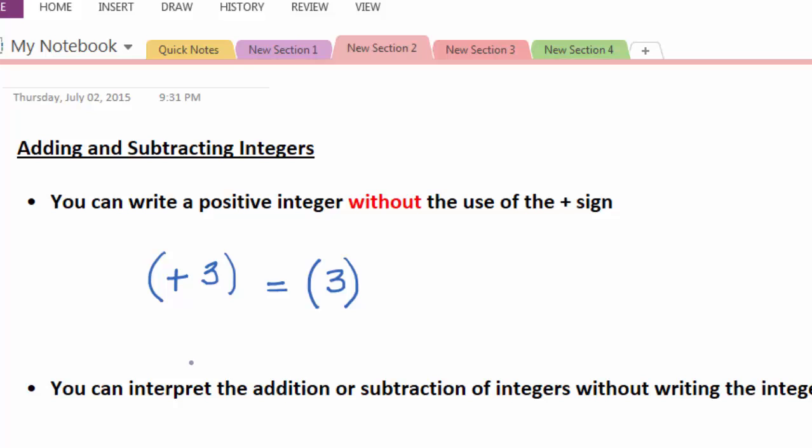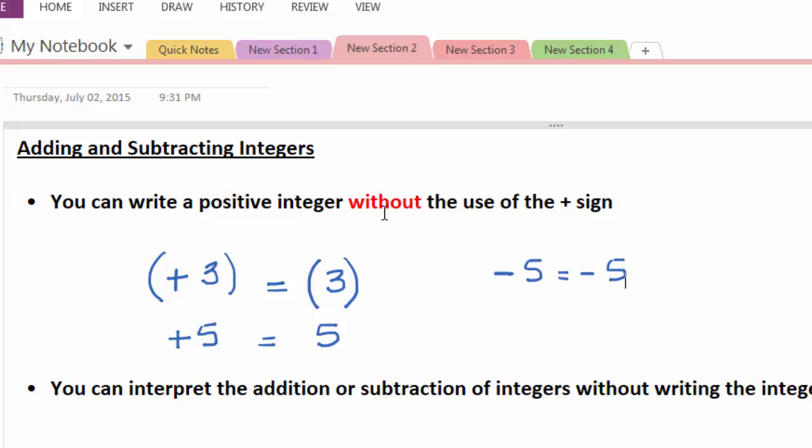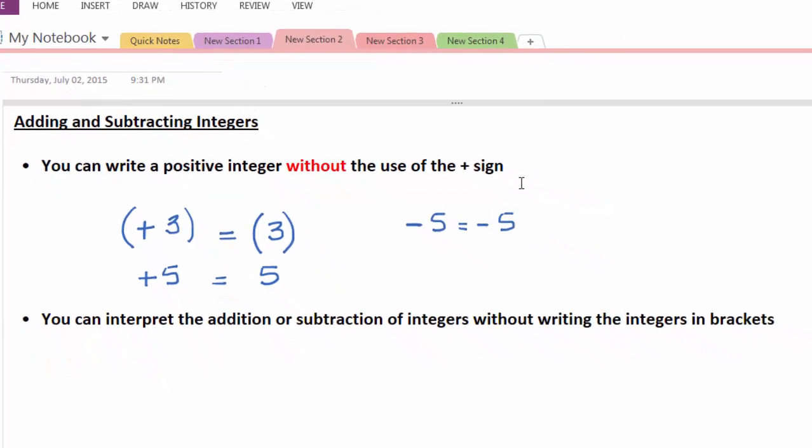I can use something like that. Or even if it's without brackets and I have positive 5, do I need to write positive 5? No, I can use 5. But it's not the case for the negative. The negative 5, I cannot avoid the negative. I cannot write 5 because negative 5 doesn't equal 5. 5 means positive 5. So I have to keep the negative as it is. So this is a case only of the positive. You can write a positive integer without the use of the plus sign, which is very easy.